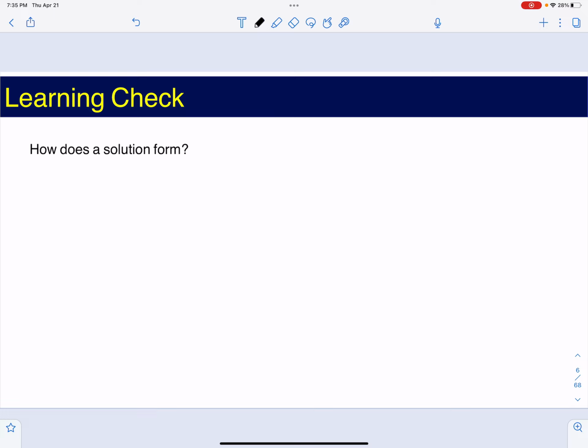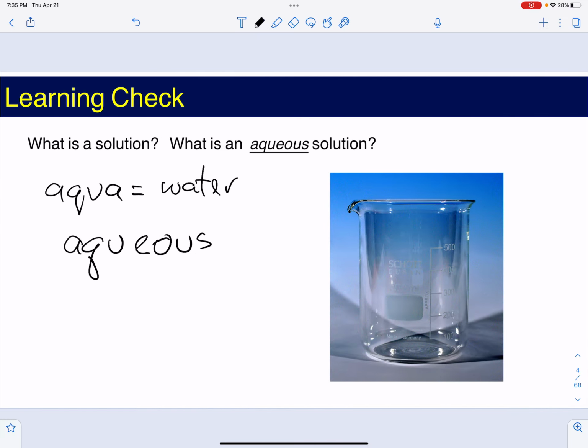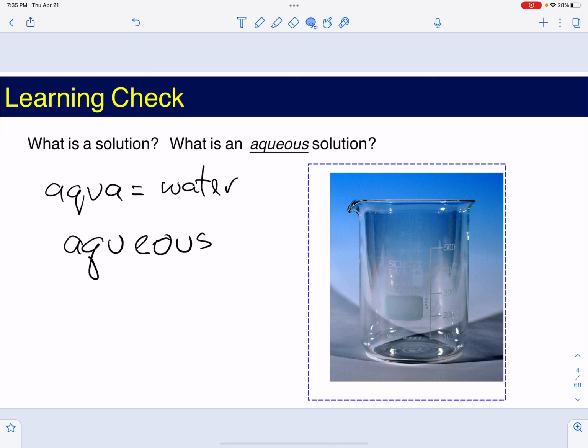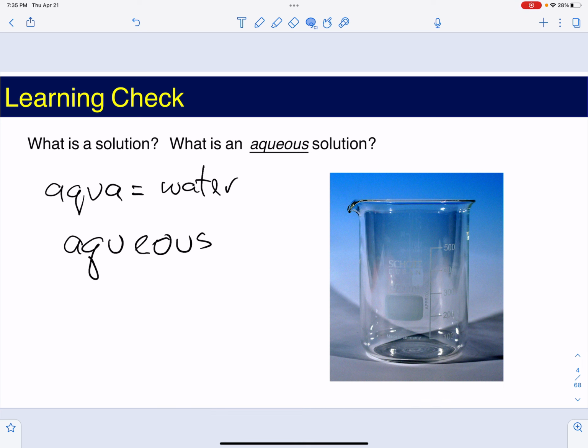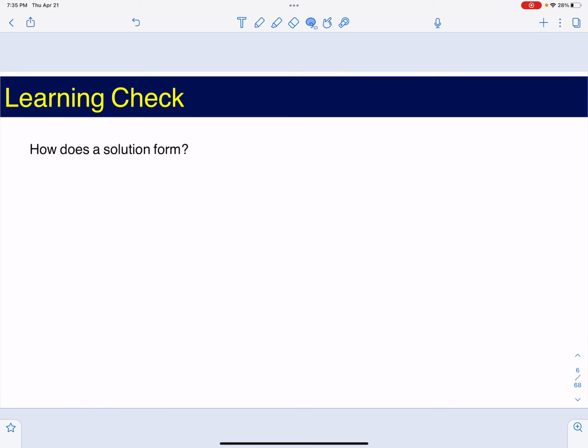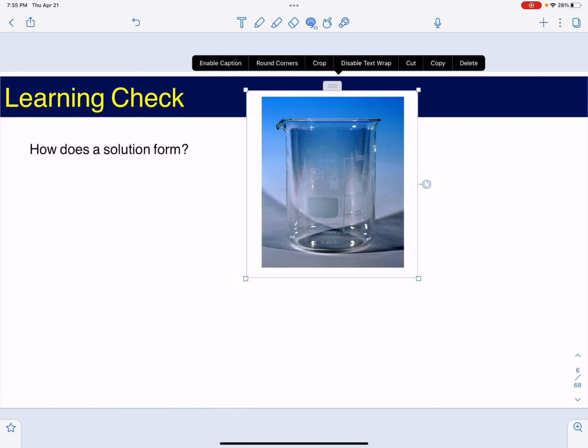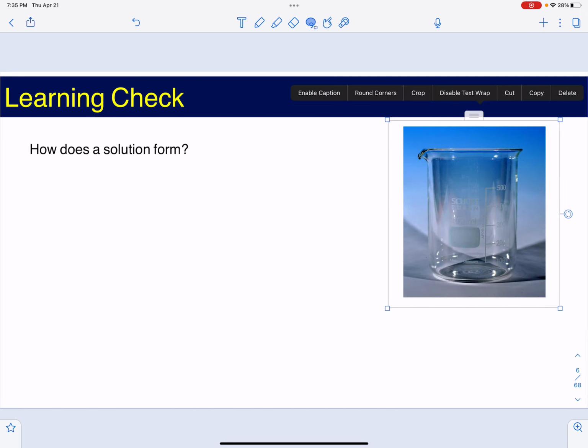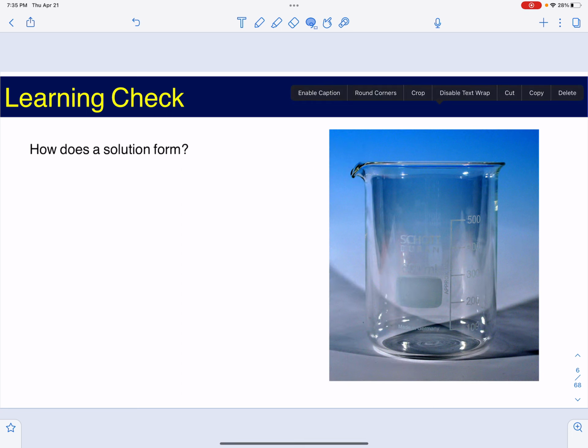So how does a solution form? Well, let me borrow something from this slide. Oops, sorry, that's not what I wanted to do. So let me take this for a second and bring it over here so we can work on it. So how does a solution form? Well, a solution is a mixture.